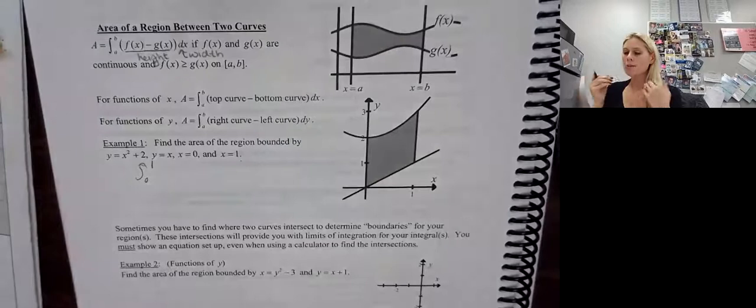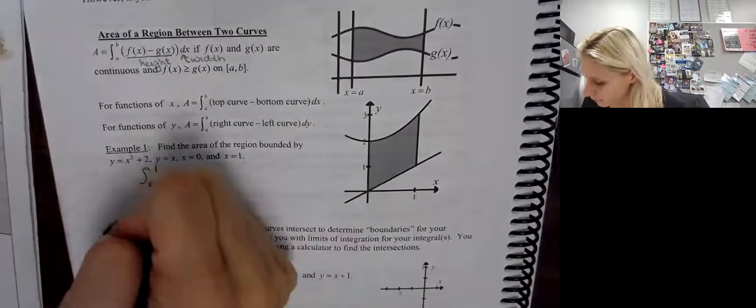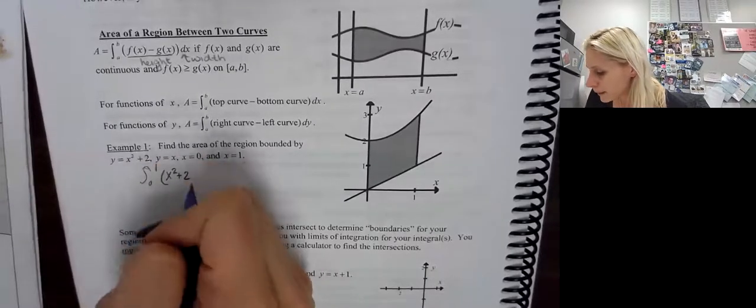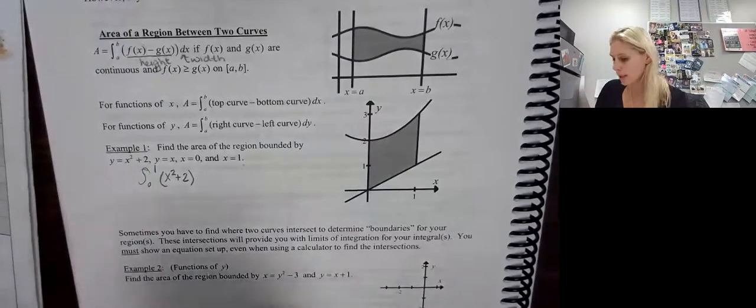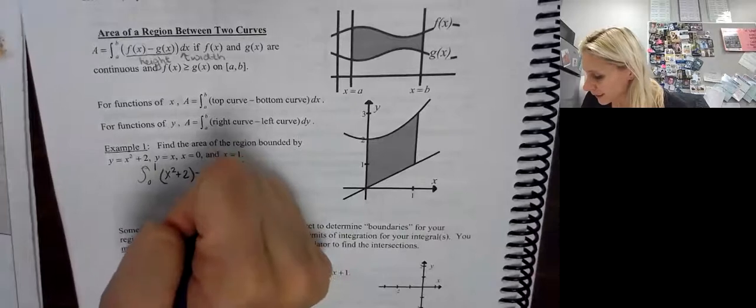Now, when you think of f of x minus g of x, it means our top minus our lower. What function's on the top? Well, it's x squared plus 2. Now, I'm going to put this in parentheses right now for future things. You'll see why in a minute, because I'm going to subtract the bottom, which the bottom function is x.